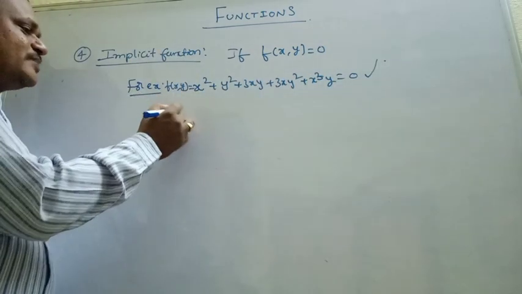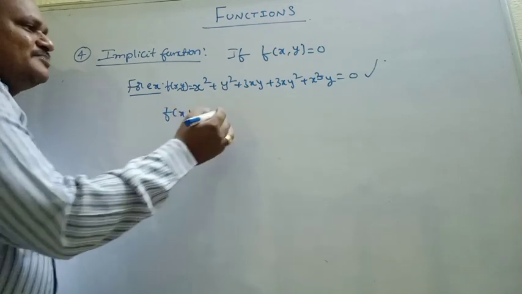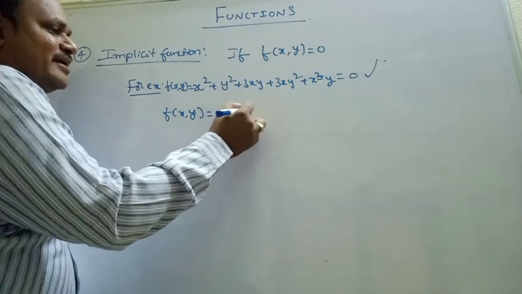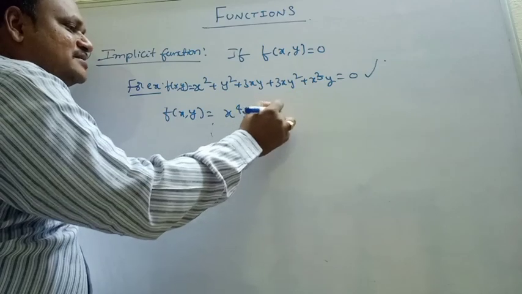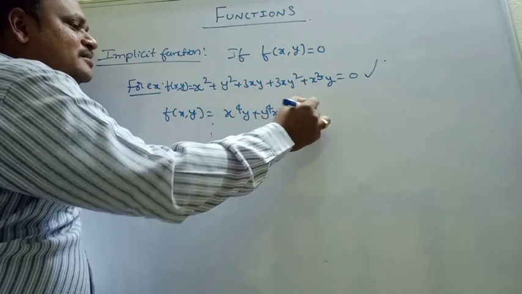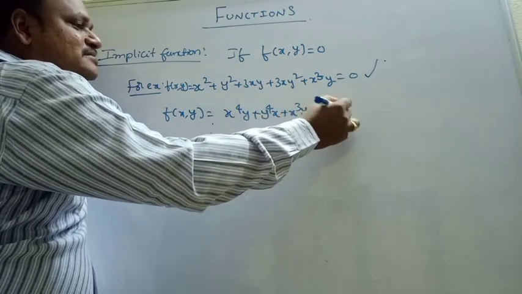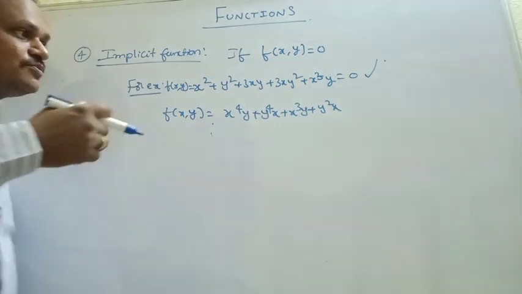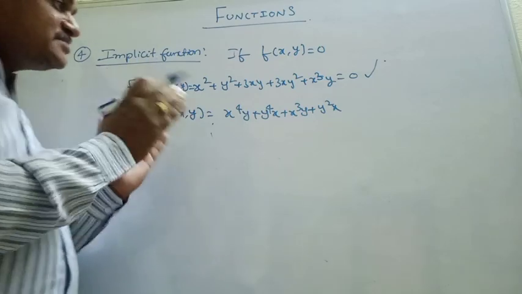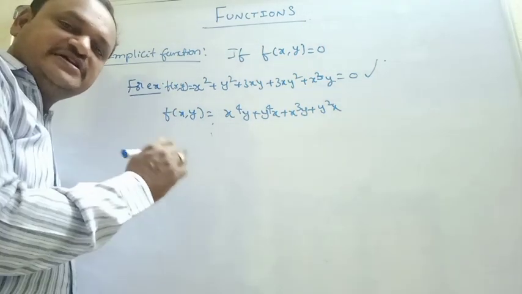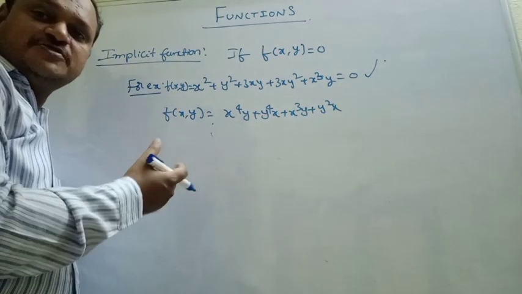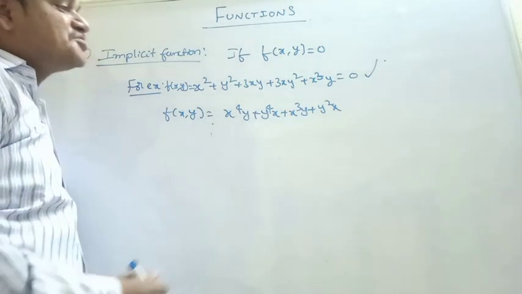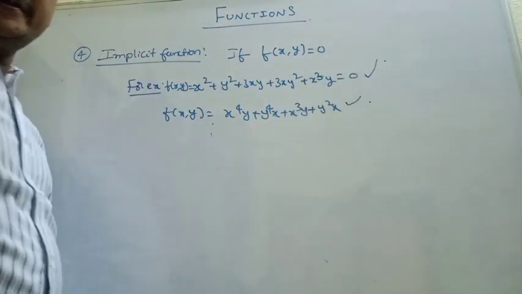Like that we can do plenty of examples, something like x power 4 y plus y power 4 x plus x cube y plus y square x. It is a function which involves both the variables. Such a function we call an implicit function, right? Fine.